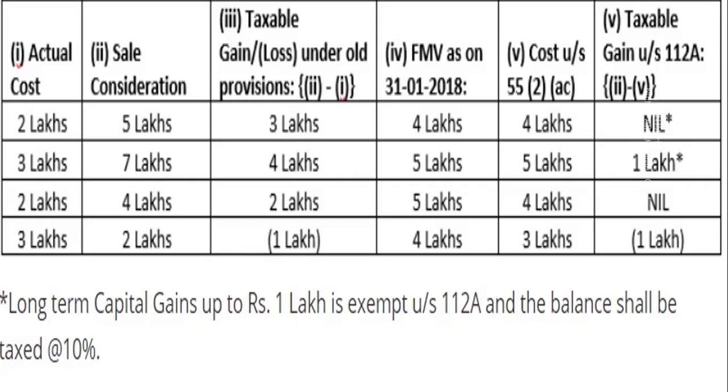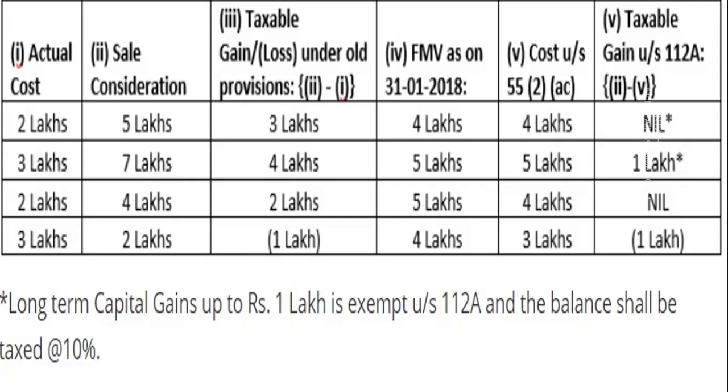Now coming to row number 2, my cost is 3 lakh. My sale consideration in row 2 is 7 lakh. So I have made a 4 lakh gain. Fair market value on the date is 5 lakh. 7 lakh minus 5 lakh is 2 lakh, less 1 lakh, so I have to pay tax on rupees 1 lakh long-term capital gain. In row 3, my actual cost is 2 lakh, 4 lakh is my sale consideration, 2 lakh is my gain. Fair market value on 31st January is 5 lakh. So 4 lakh is my consideration, and my cost would be 0 in row number 3.